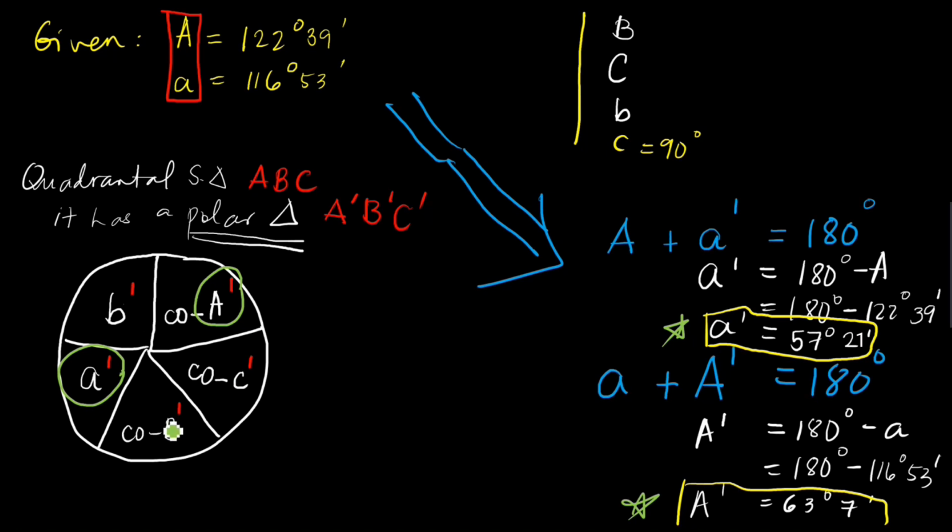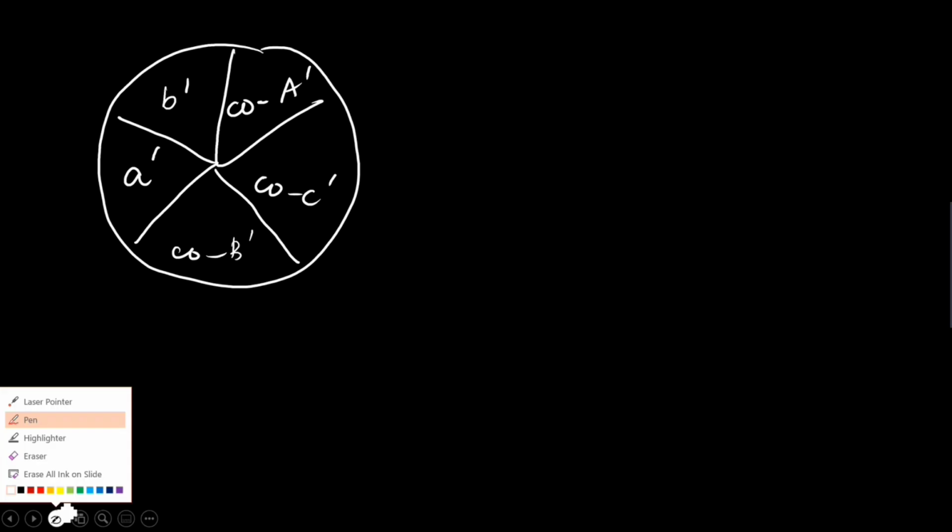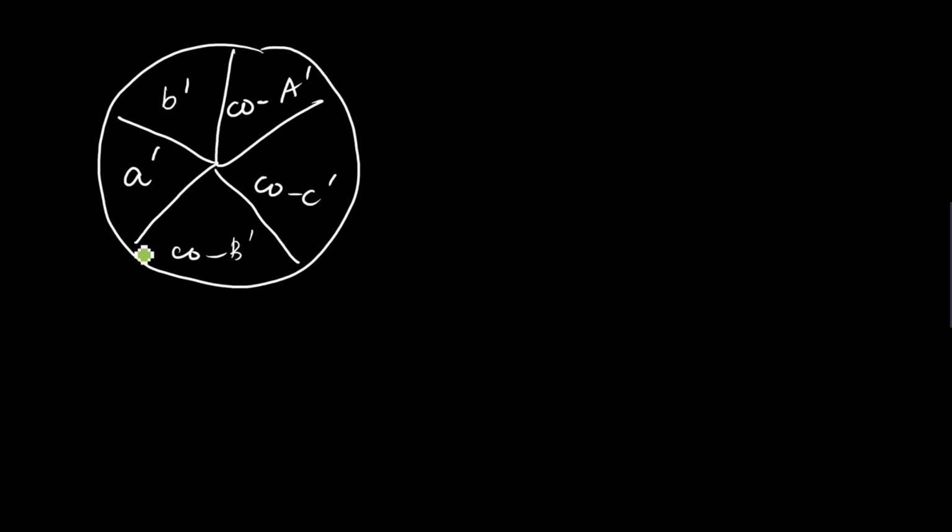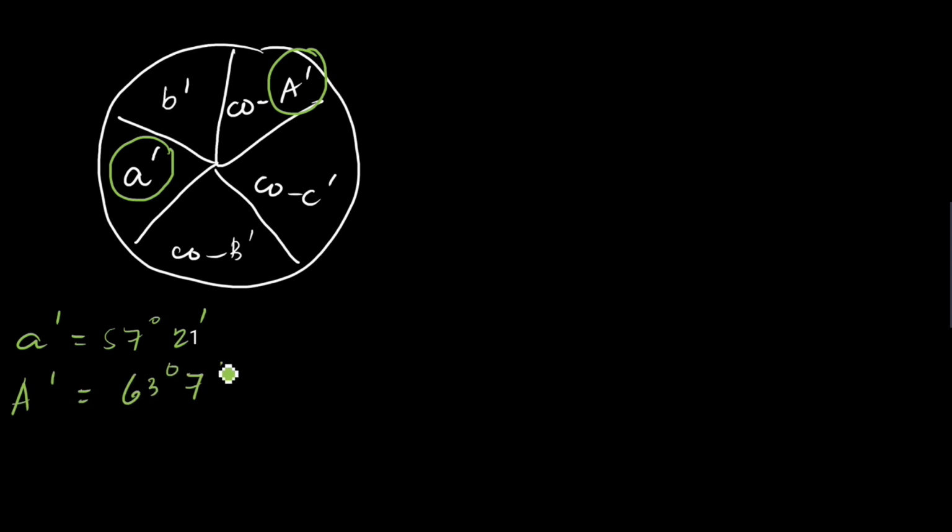Then later, after we come up with the values of these parts in prime, we're going to make use again of the supplements so that we can solve for the big B, big C, and small b. Okay. And then again, let us write the values. So again, what we have are the values of big A prime and small a prime. The small a prime measures 57 degrees and 21 minutes, and the big A prime measures 63 degrees and 7 minutes.